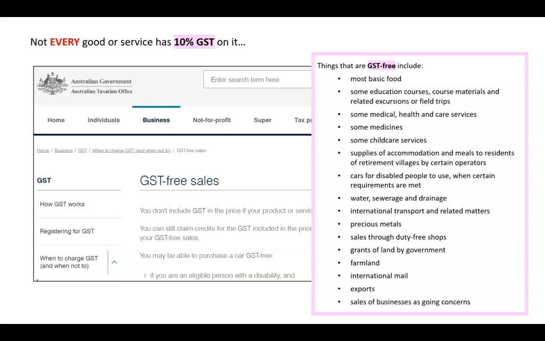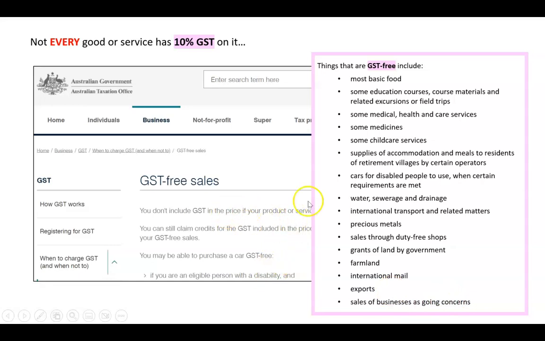Well, basically, it means any food that's natural, like fruit and vegetables, water, that sort of stuff. But other things like soft drinks and chocolates and McDonald's, yeah, that would have GST. Some education courses, so your school fees, your doctor's fees, the medicines you pay, precious metals, farmland. Probably the only one that would impact us really is the sale of the business, if I sold the business as a going concern.